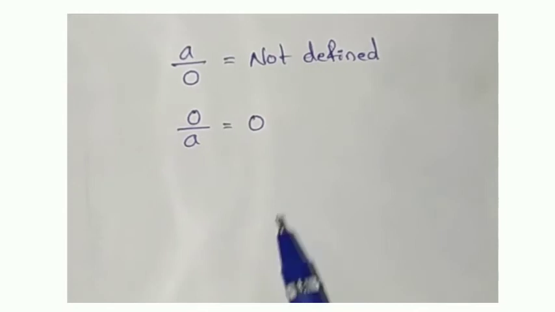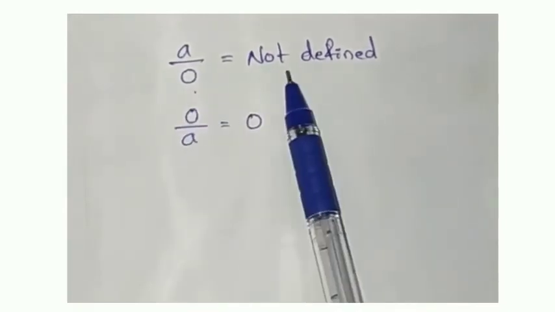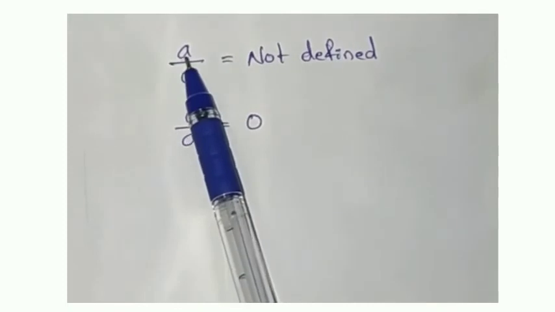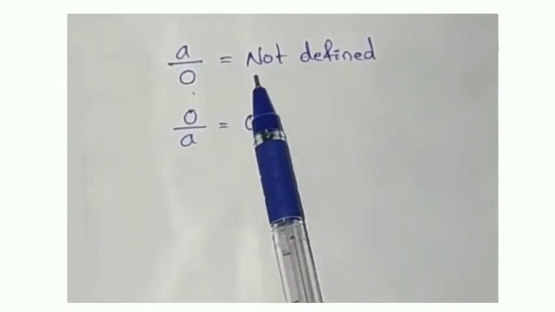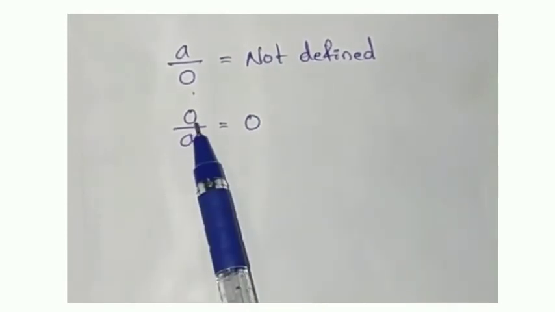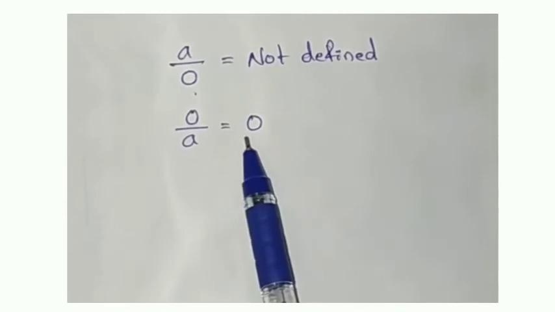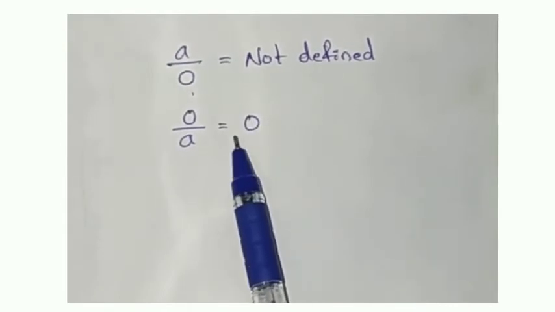One basic thing we should know here: a by 0 we can't define. Whether you take an integer or a whole number, we can't divide it by 0, so it will be meaningless. You can say it as not defined. If you divide 0 by any number, you will get 0 only. So it is basic for your class.